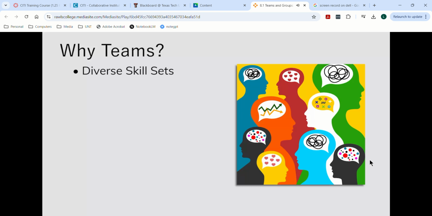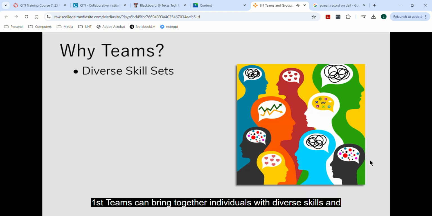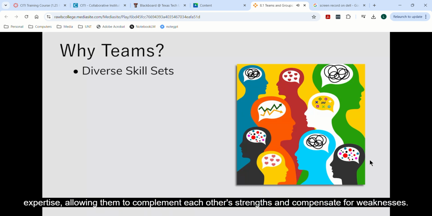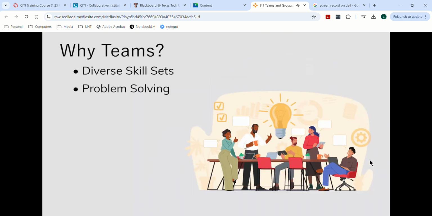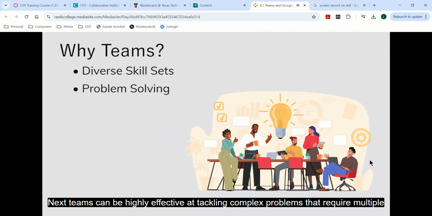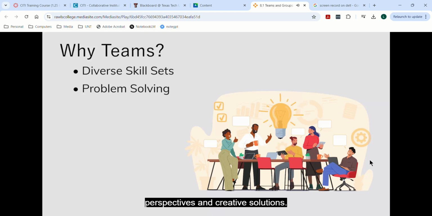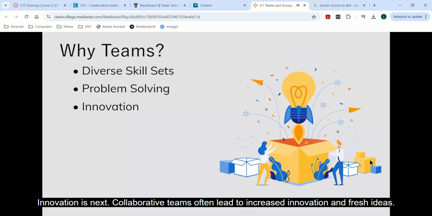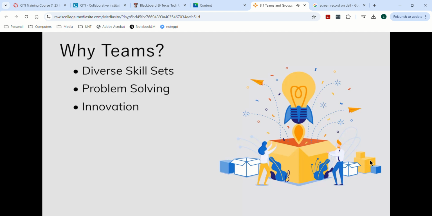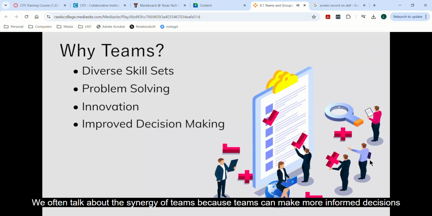Diverse skill sets. First, teams can bring together individuals with diverse skills and expertise, allowing them to complement each other's strengths and compensate for weaknesses. Problem solving. Next, teams can be highly effective at tackling complex problems that require multiple perspectives and creative solutions. Innovation is next. Collaborative teams often lead to increased innovation and fresh ideas. Different viewpoints can spark creativity and drive improvement. Improved decision-making. We often talk about the synergy of teams because teams can make more informed decisions by drawing on the collective knowledge and experience of their members.